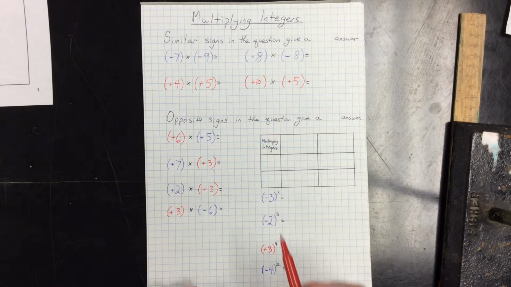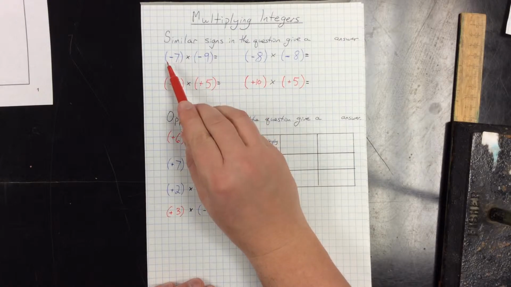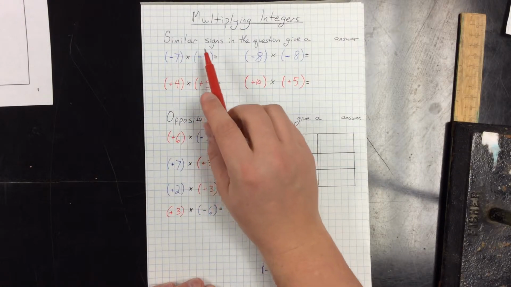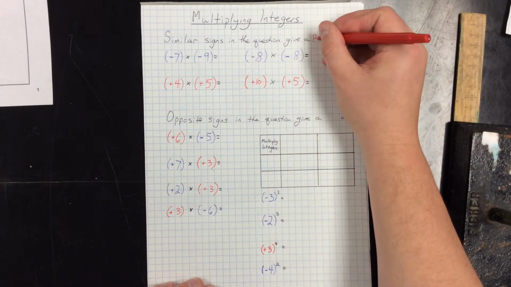Today we're going to be multiplying integers. First thing that we need to know is that similar signs in the question, so is it a positive or negative? So similar signs, a negative and negative or a positive and a positive. Similar signs in the question always give a positive answer.